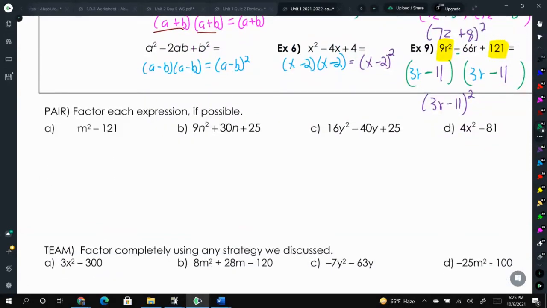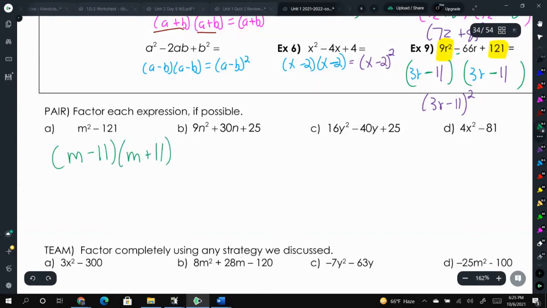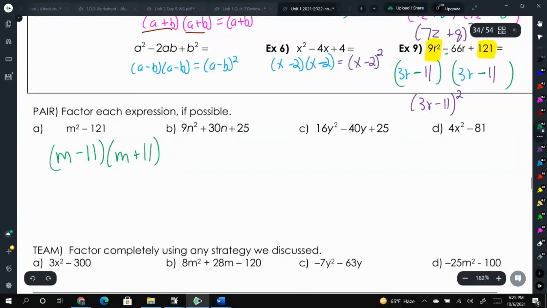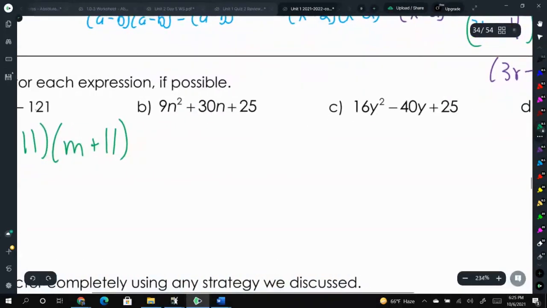So we have m squared minus 121. Those are both perfect squares. M squared is m to the second power. And 121 is 11 squared, so we have a difference of squares. So we're going to have m minus 11 times m plus 11, their difference of squares.